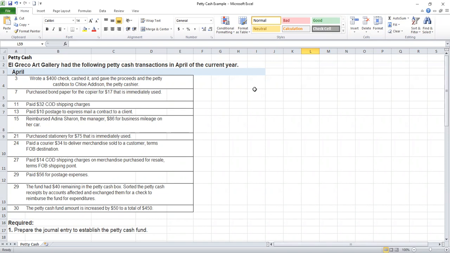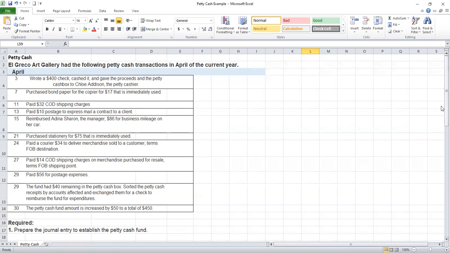So I'm going to go through a very similar problem, a practice assignment that'll help you with your actual assignment for the week. So just to go through, we're dealing with the month of April. I kept the same name as your assignment, but everything down here, the amounts are changed. And I'm just going to show you how you tackle having petty cash like this. Okay. So the first thing, April 3rd, you wrote a check, a $400 check, cashed it and gave the proceeds and the petty cash box to Chloe Addison, the petty cashier.